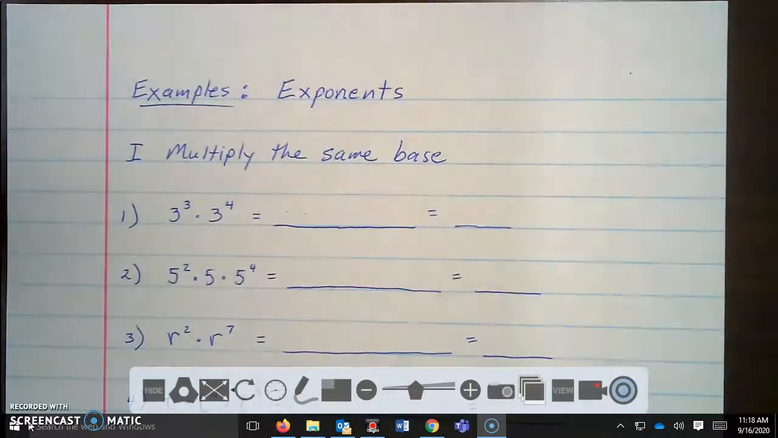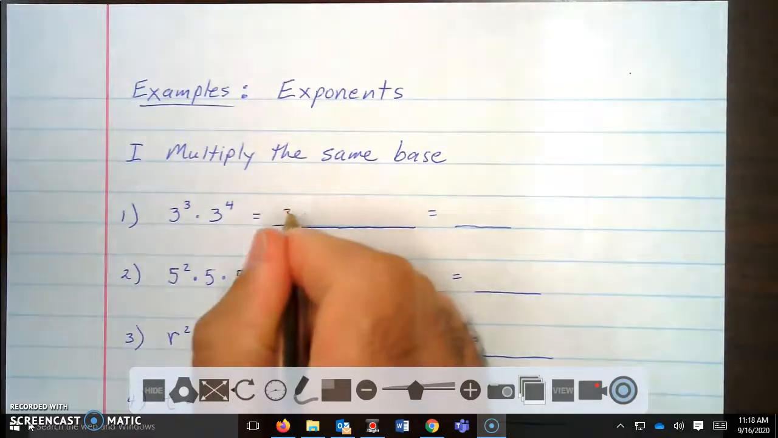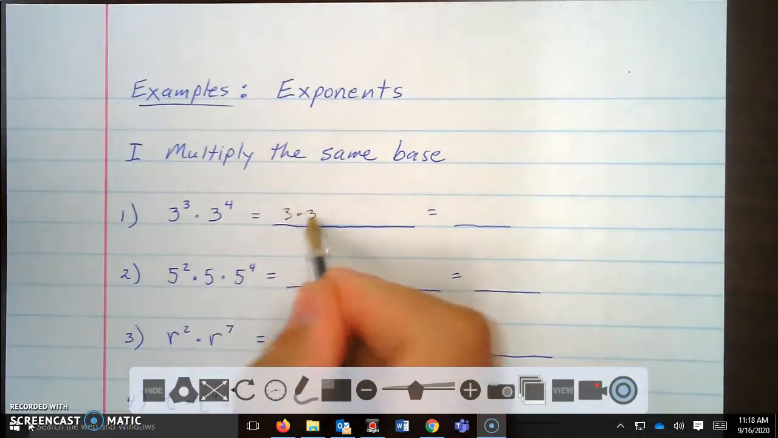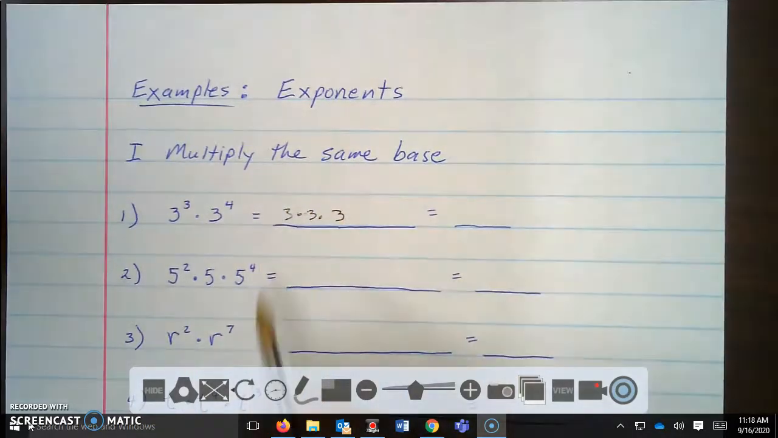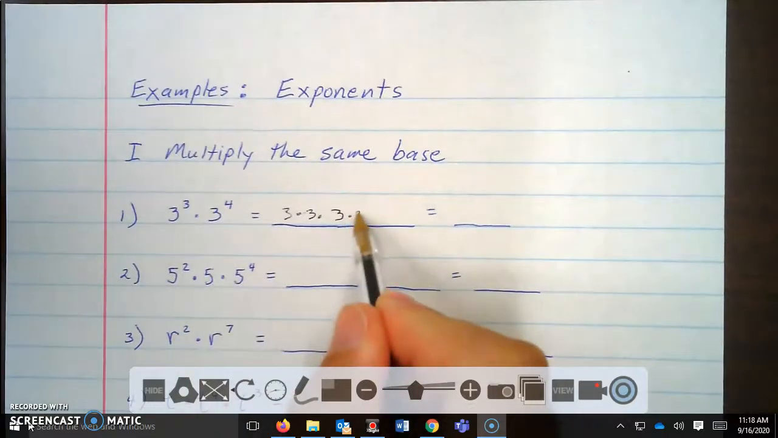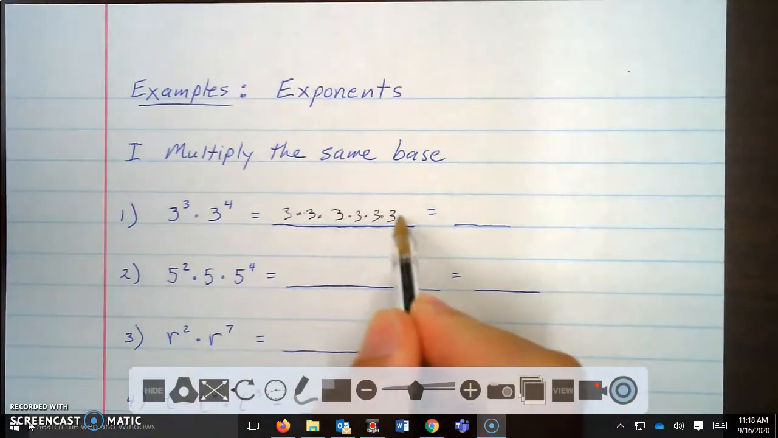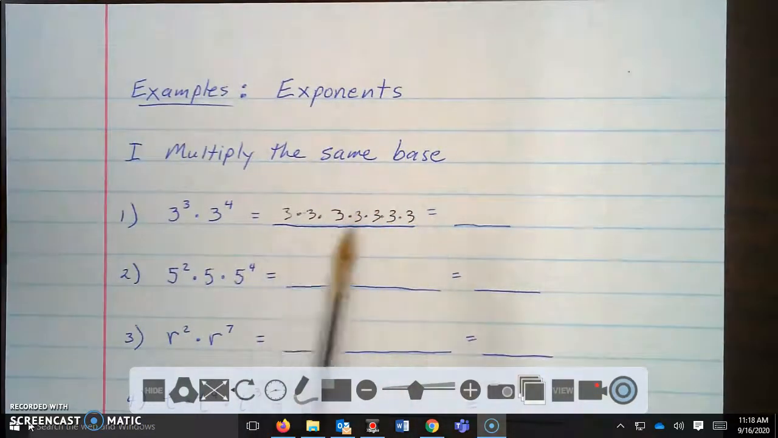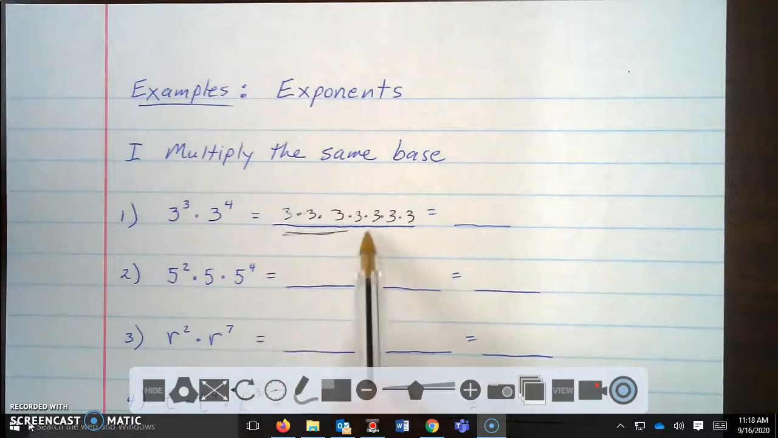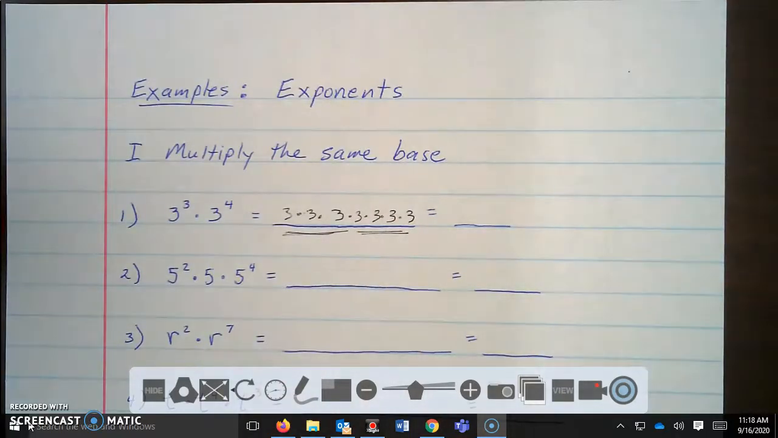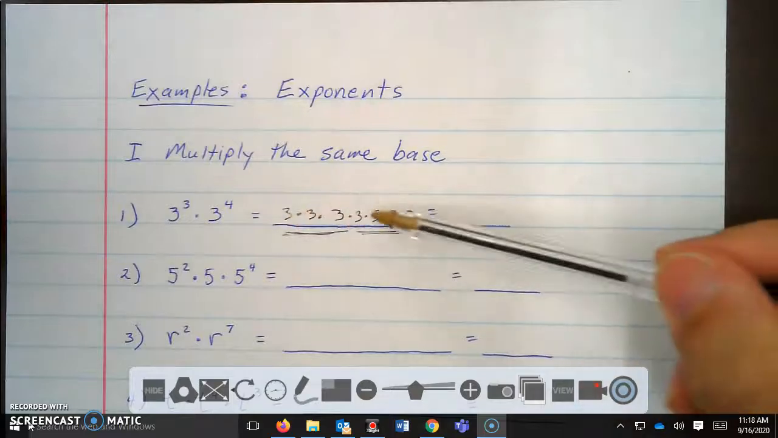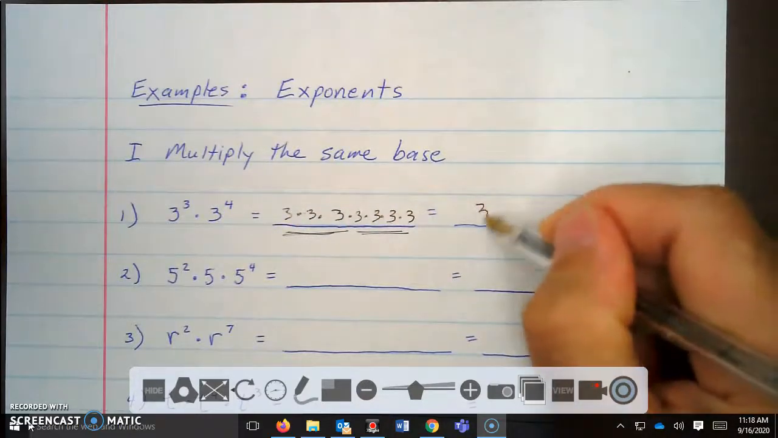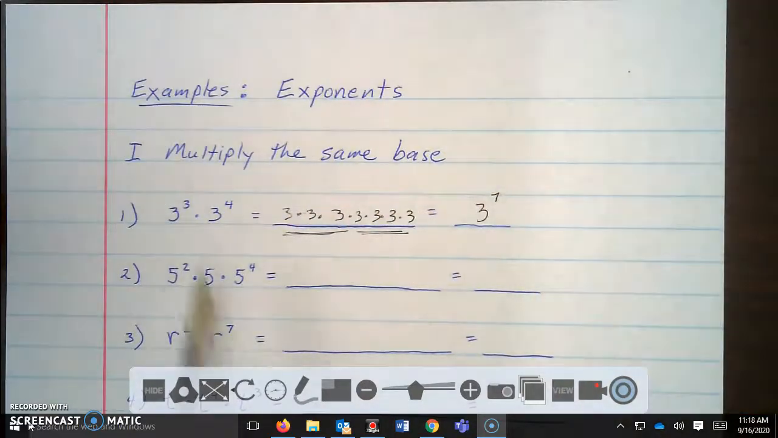So, you see 3 to the 3rd. 3 times 3 times 3. And there is 3 to the 4th. Well, I need 3 times 3 times 3 times 3. So there's 3 to the 3rd. There's 3 to the 4th. But if you count them, you're going to see 1, 2, 3, 4, 5, 6, 7. 3 to the 7th power. Notice we added those exponents.